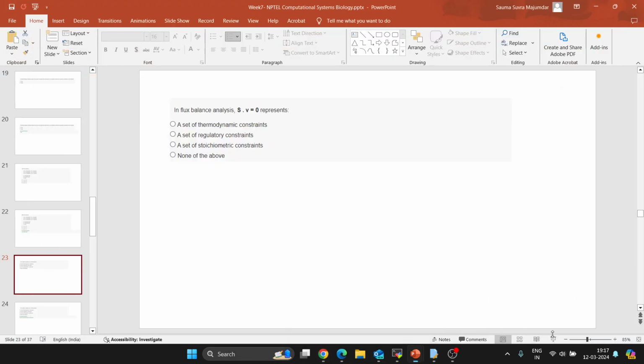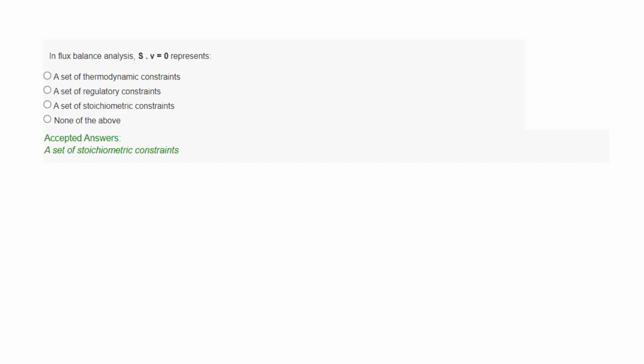That is the correct answer. Stoichiometric constraints. And I don't think there is much to explain here. Moving on to the next one.